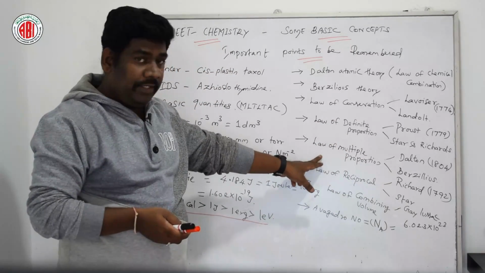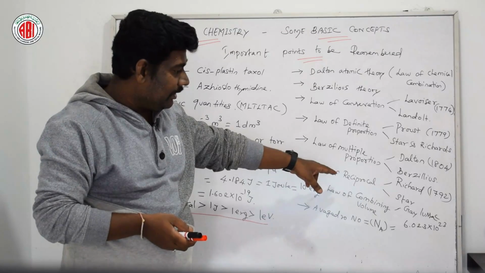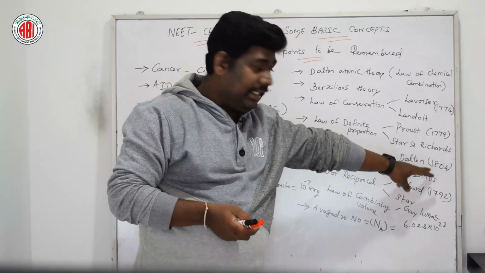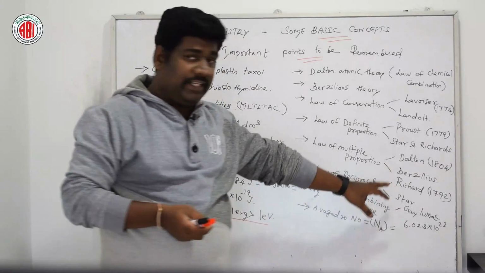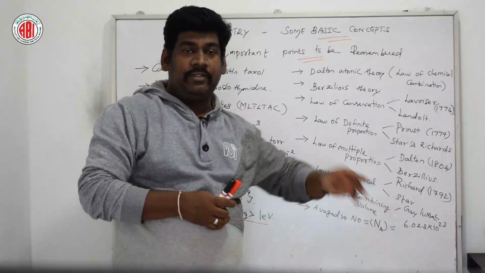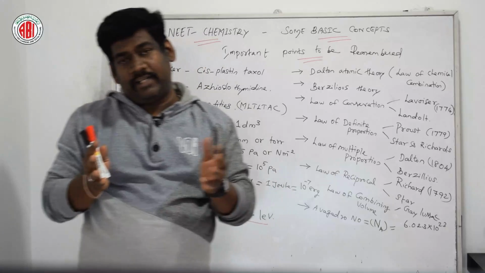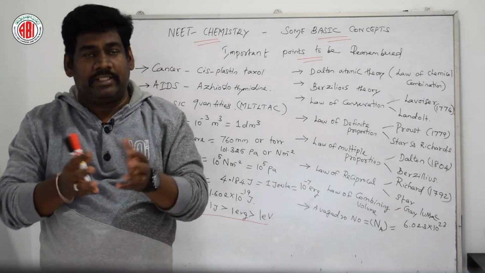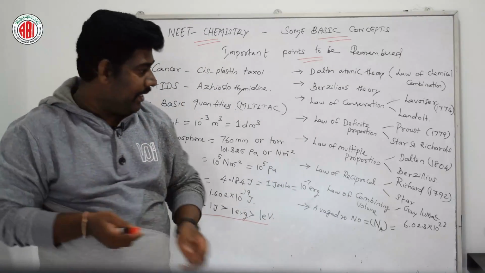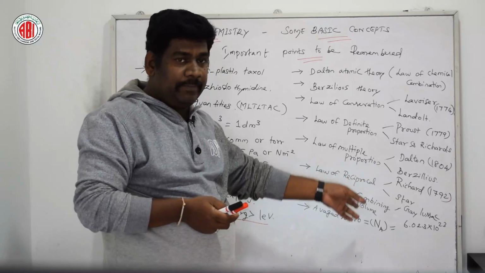Next, we are going to discuss the law of multiple proportion, which was proposed by Dalton in the year 1804. That was verified by Berzelius. According to this, the different weights of an element that combine with a fixed weight of another element bear a simple whole number ratio. That is about the law of multiple proportion.